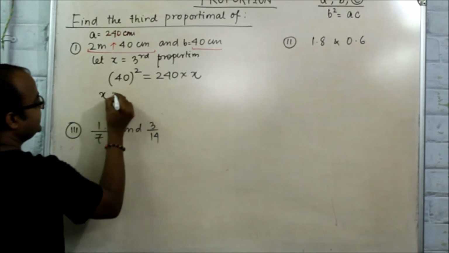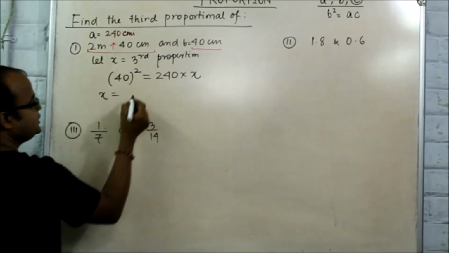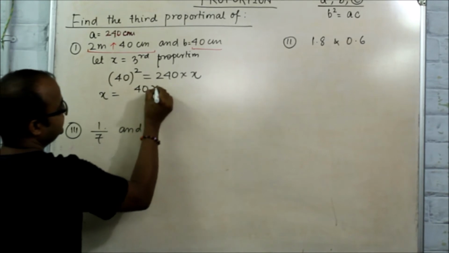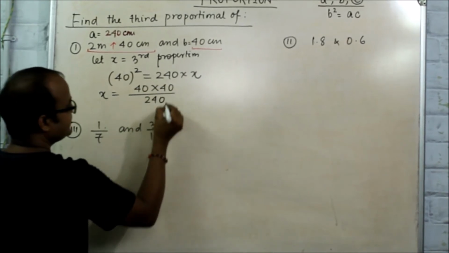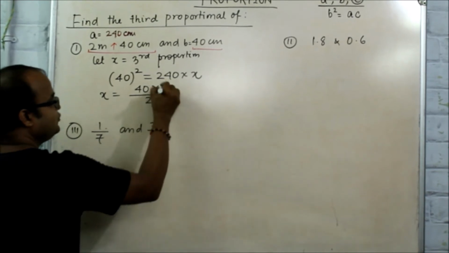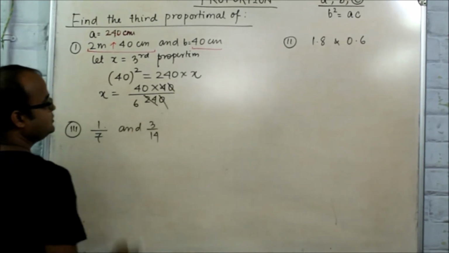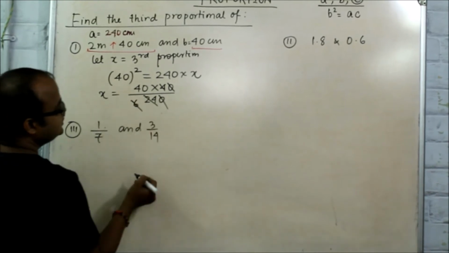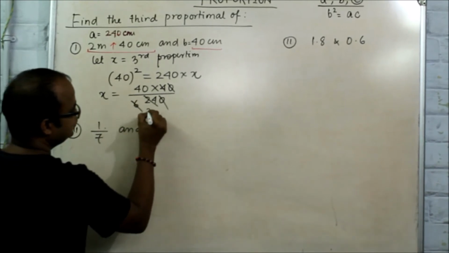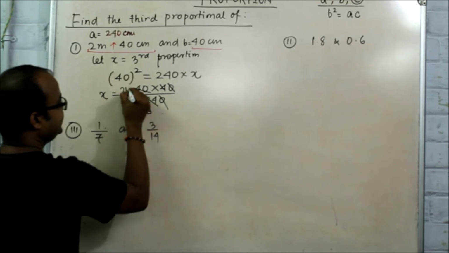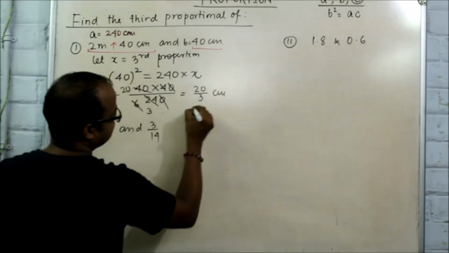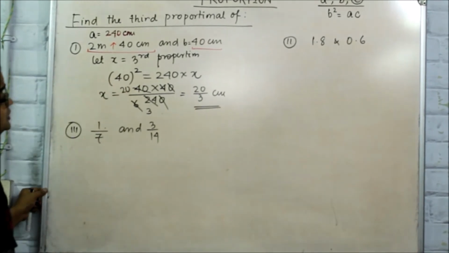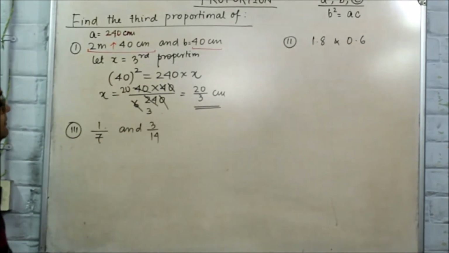So we can say that x is equal to, 240 will go to the denominator, so 40 into 40 by 240. 1 0 1 0 cancel. 4 1 ja 4, 4 6 ja 24, 6 2 3 ja 2. So we'll get 20 by 3 centimeter. So third proportion will be 20 by 3. Clear?